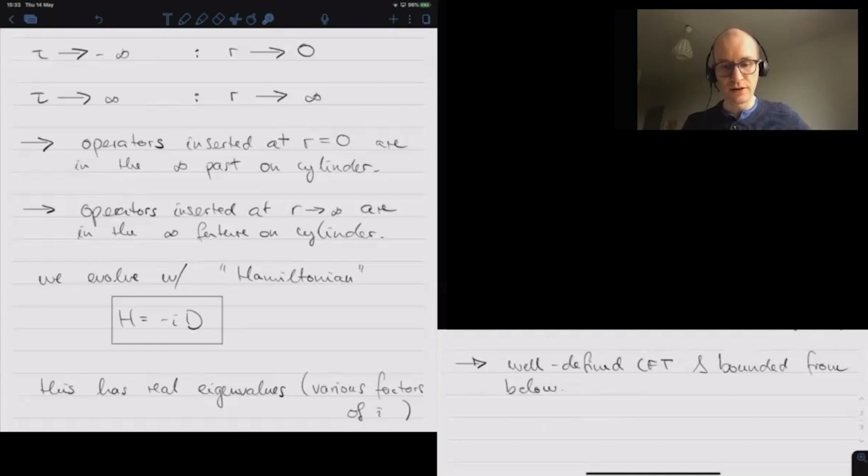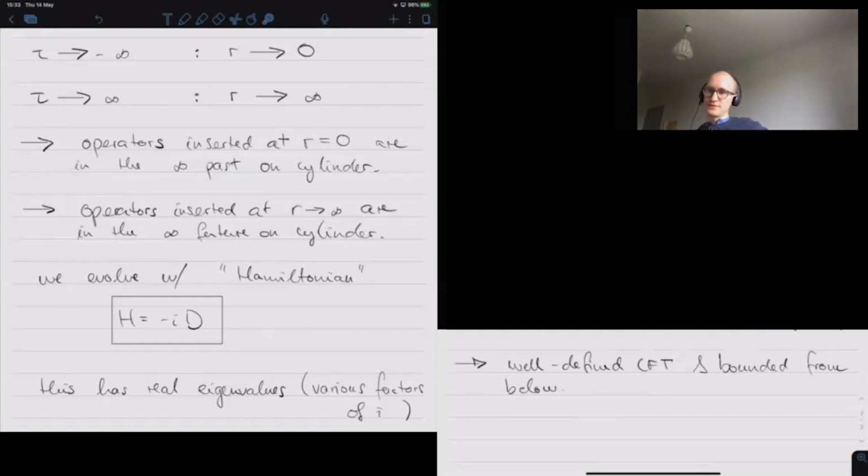Okay, so let's go on now a little bit and learn some more very useful constraints. Yeah, I see there's a question. Let me just finish that sentence. So we're going to now use this perspective of operator state correspondence, the plane cylinder map, to learn things about constraints on the conformal dimensions of well-defined conformal field theories. So somebody had a question.